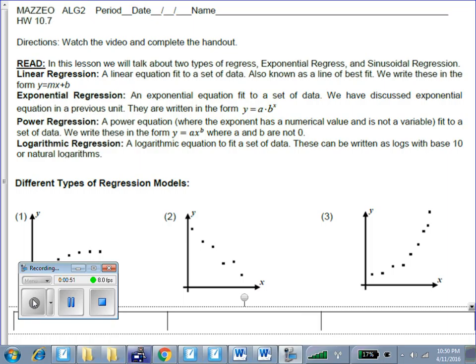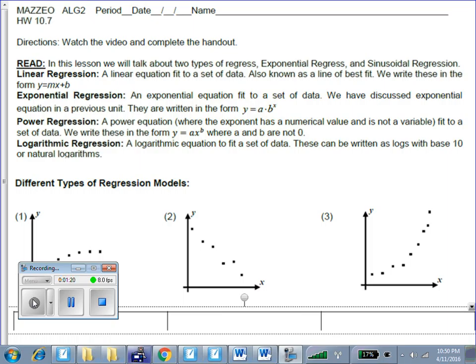Another type is power regression, a power equation where the exponent has a numerical value and it is not a variable, and it's fit to a set of data. So again, think of this idea of a scatter plot, and you're trying to choose an equation that best fits that set of data. We write these in the form y equals a times x to the b. So this could be like a quadratic or a cubic or a quartic equation where the exponent has a value.